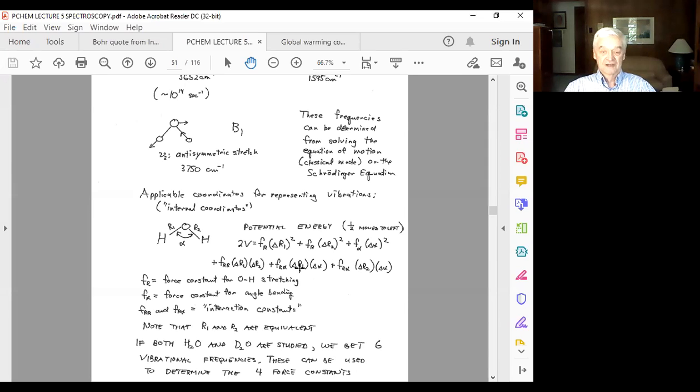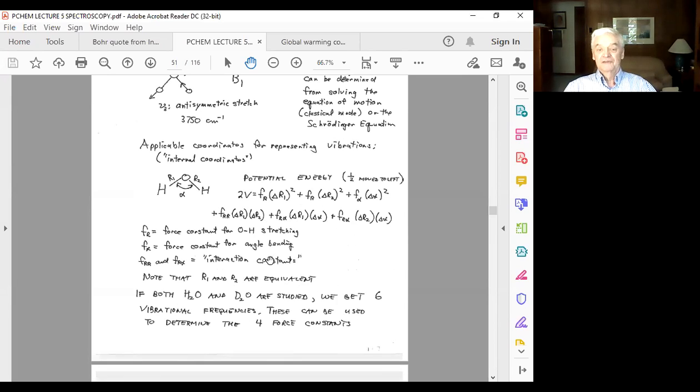X0 was at the equilibrium point, but then if you went away from X, that was a displacement from the equilibrium point. Okay, so both delta R1 and delta R2 can interact with delta alpha. So this is a definition of what you have to deal with if you want to do a so-called force constant calculation.